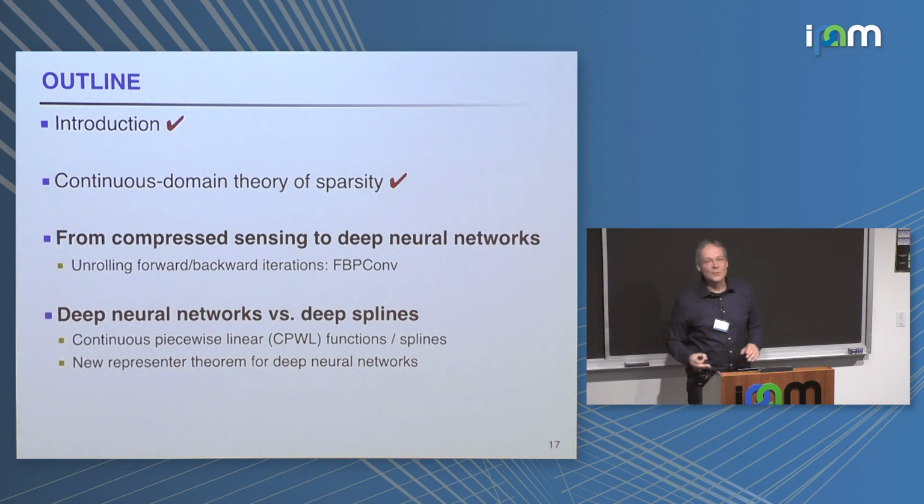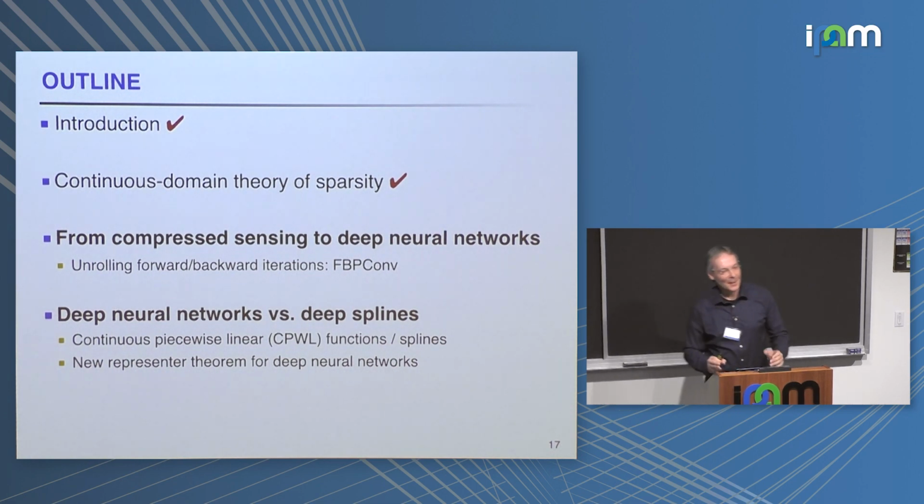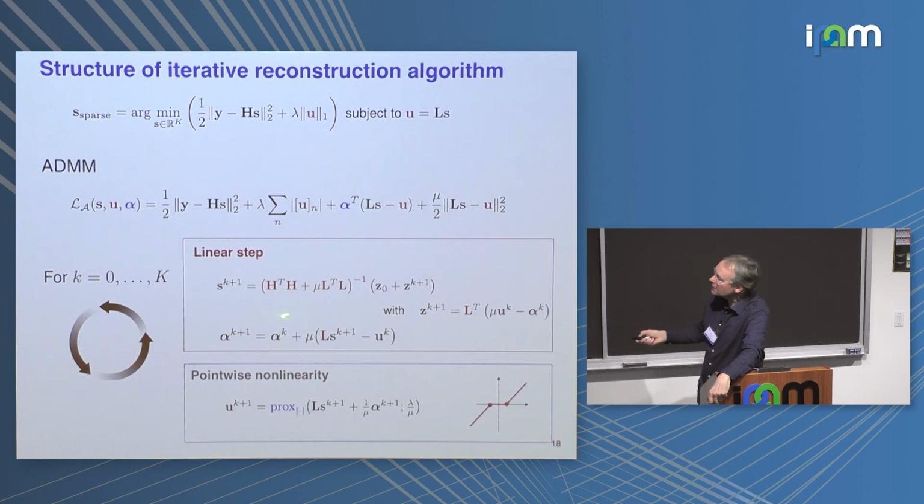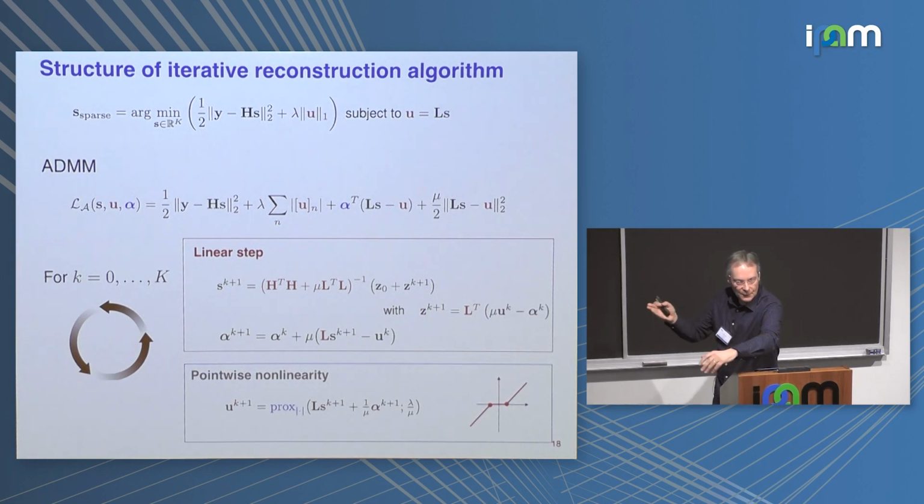This was the first part of my talk. I went from compressed sensing to splines. I think you are convinced I have a theorem. How can you go from compressed sensing to deep neural networks? Let's just look at the algorithm. Actually, what are we doing? We have a linear step followed by a pointwise nonlinearity. Now, instead of ReLU, we're putting this function here, but it's a pointwise nonlinearity, etc.